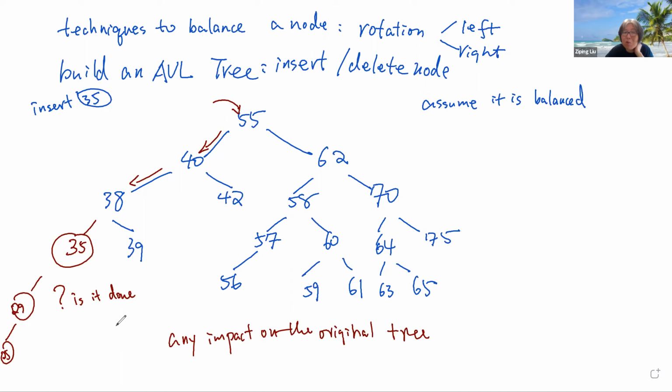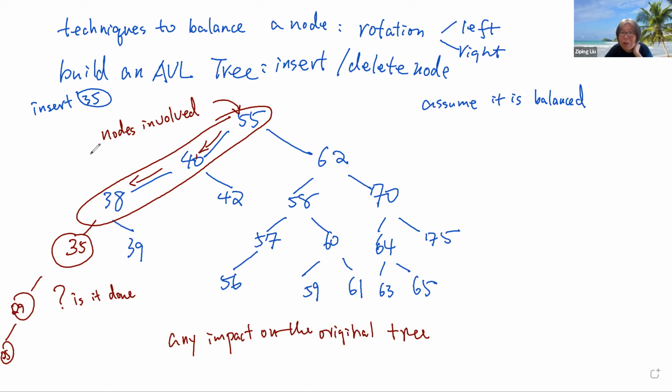The tree is not balanced anymore. Even the node: you see, like in this case, node 38 is then not balanced. Node 40 may not balance, and node 55 may also not balance. And all of this is what? It's the nodes involved. It's involved what? It's along the path.